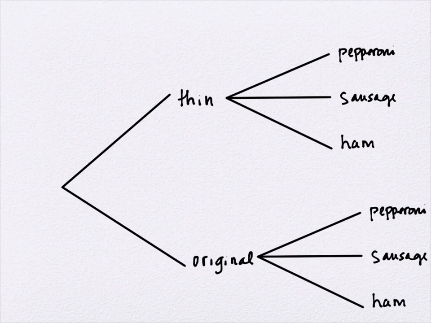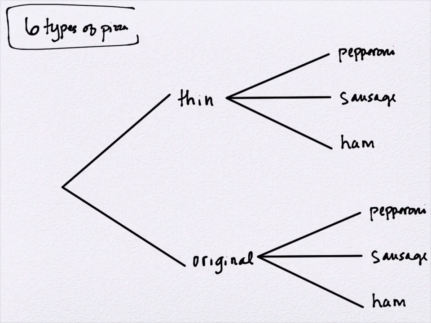6. There are 6 types of pizza. Assuming these are all the choices she has to make, right? So this is a Cartesian product model. It's used for choosing options when you're given information.